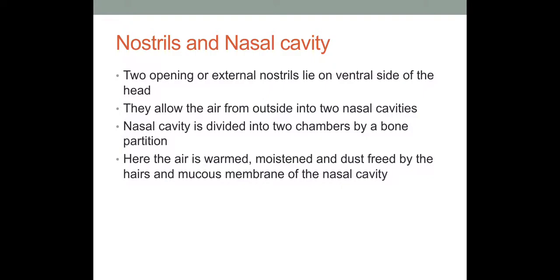In the nasal cavity, some changes occur in the incoming air. The air is warmed, moistened, and dust-freed by the hairs and mucous membrane of the nasal cavity. When the air passes through the nose, with the help of the blood vessels present here, the air gets warm. It gets moist with the help of mucus. And with the help of hairs, the cilia-like structures, the dust is trapped in the nasal cavity. The air is filtered here actually.